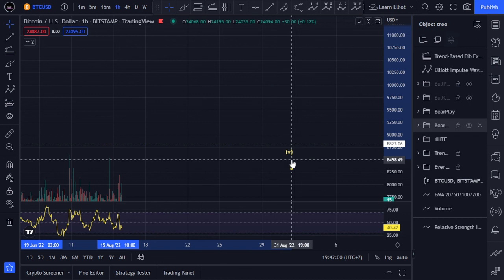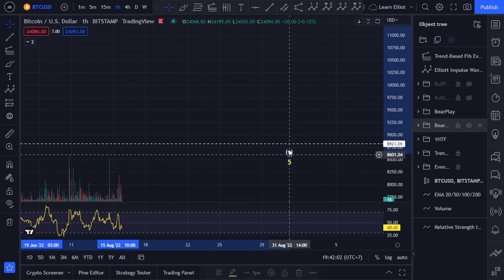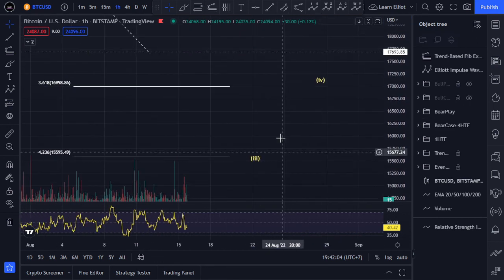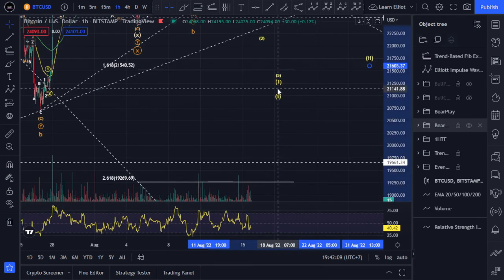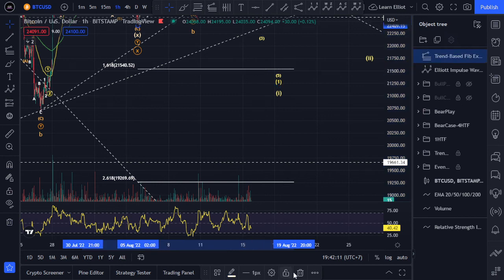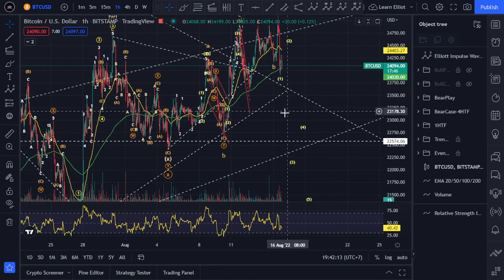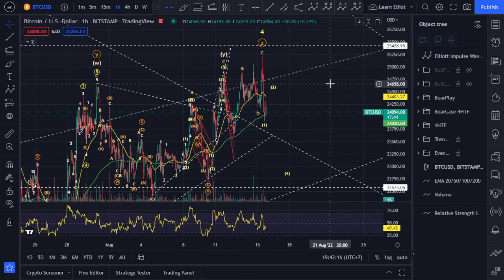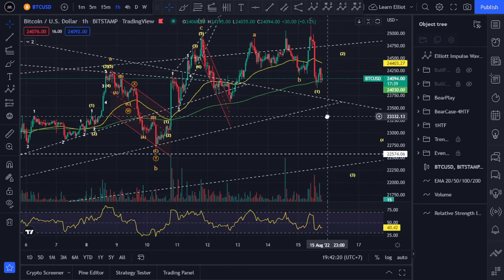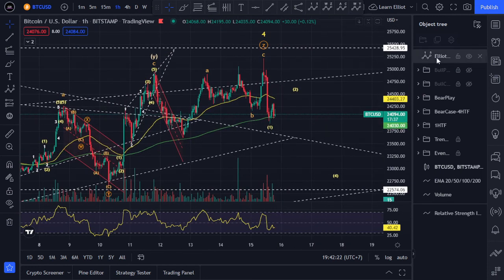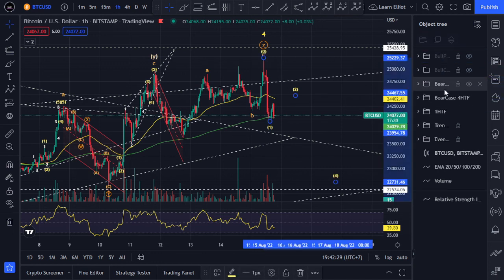So assuming that this is a valid calculation, I'm going to calculate the third wave, the fourth wave, and the fifth wave later, after we have more data on the chart here. So yeah, that's my first bearish, that's my first bear case scenario. I'm going to put that back again here.